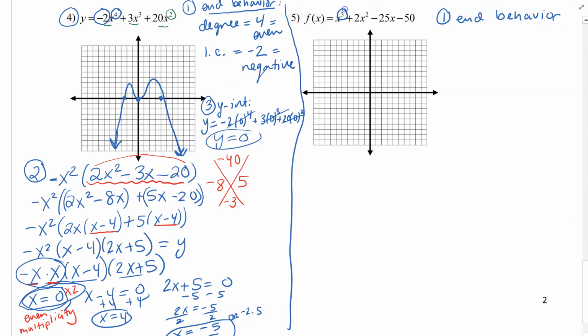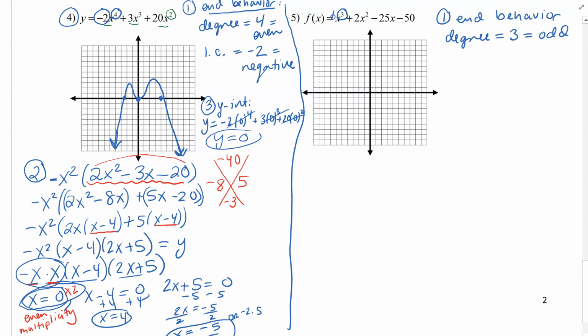So I look at the highest power, which is easy to spot when it's multiplied out, when it's in standard form. You can spot that highest power. So the degree is 3, which is odd. Okay, so we know that the ends are going to be pointing in opposite directions.